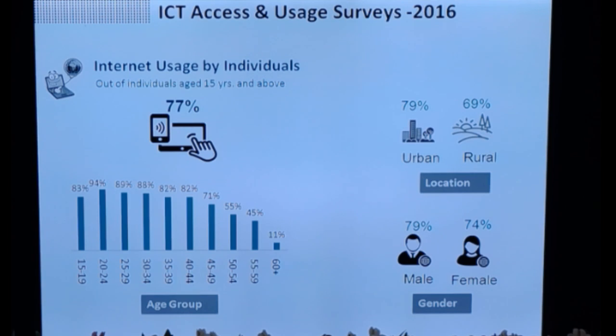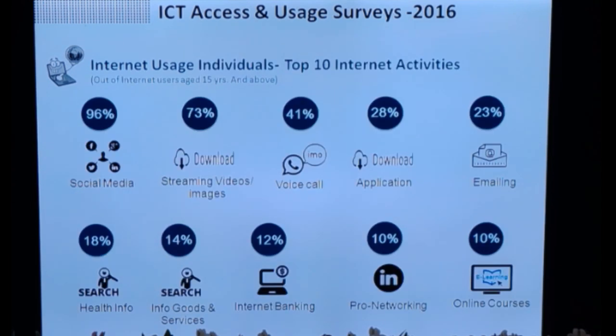Related to internet usage by individuals, it was 77% at that time among individuals aged 15 years and above. As I mentioned in the previous slides, as an estimate by ITU, it's now 80% as of December 2018. In urban areas, we have 79% compared to 69% in rural areas. In regards to age group, as we can see, we have a trend: most individuals are using the internet, but among those aged 60 and above, only 11% use the internet. Males use the internet more than females in the Sultanate.